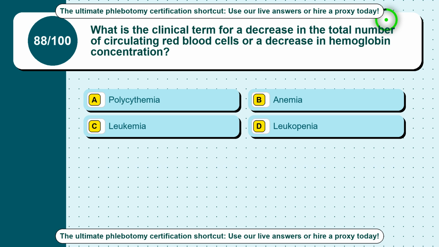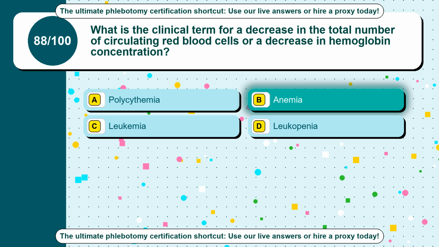Question 88. What is the clinical term for a decrease in the total number of circulating red blood cells or a decrease in hemoglobin concentration? Option A, polycythemia. Option B, anemia. Option C, leukemia. Option D, leukopenia. The correct answer is option B, anemia.